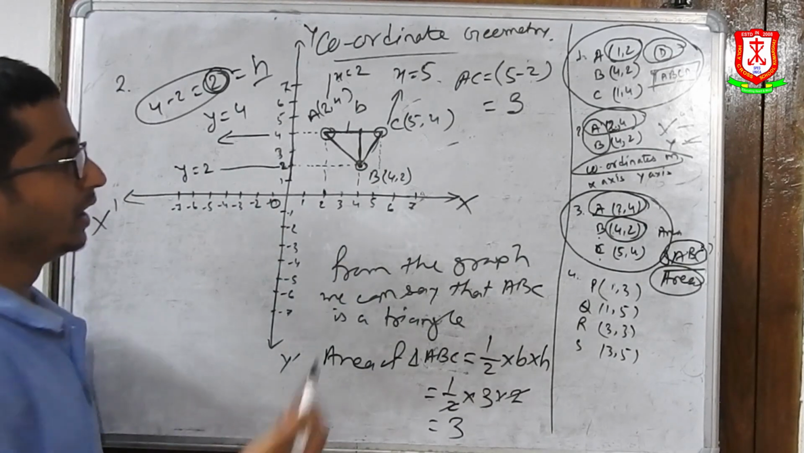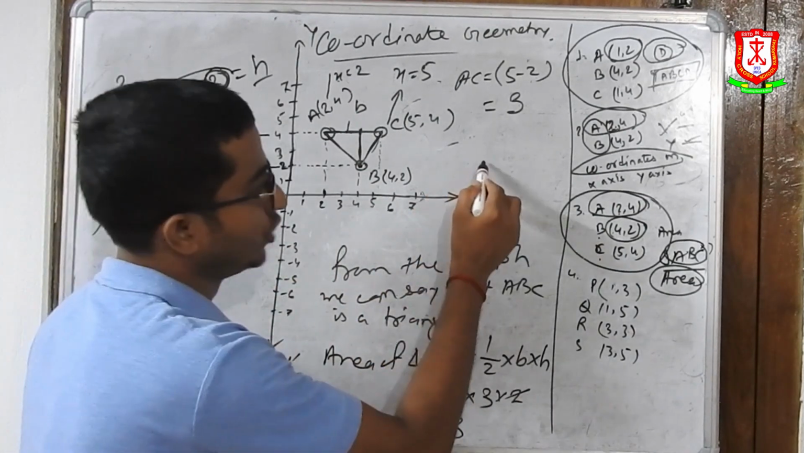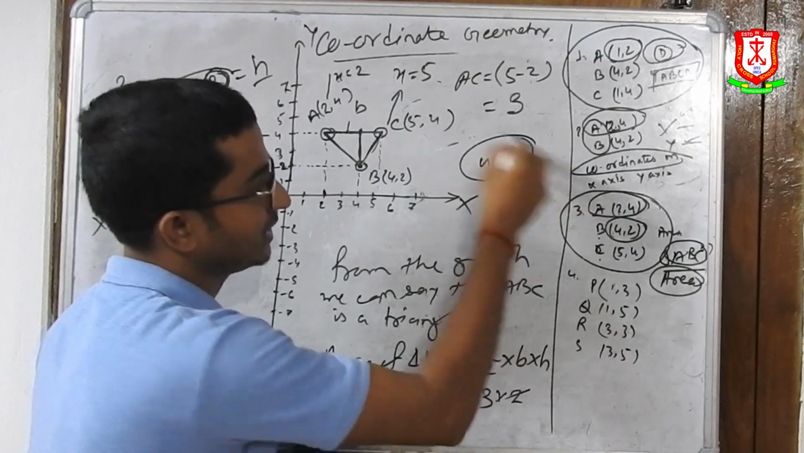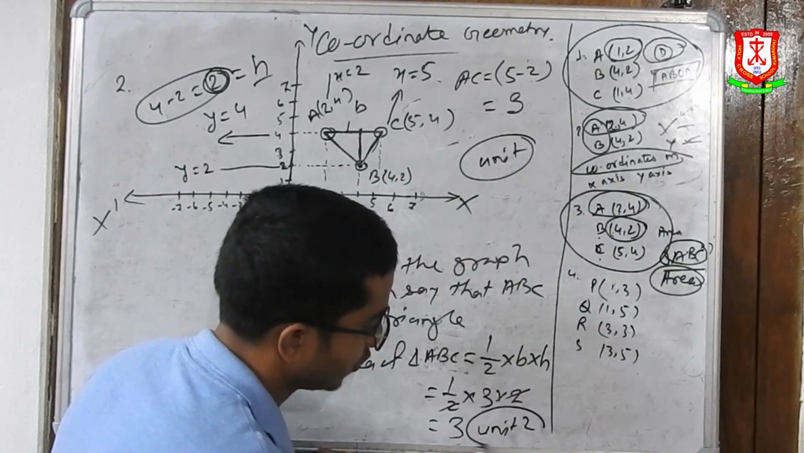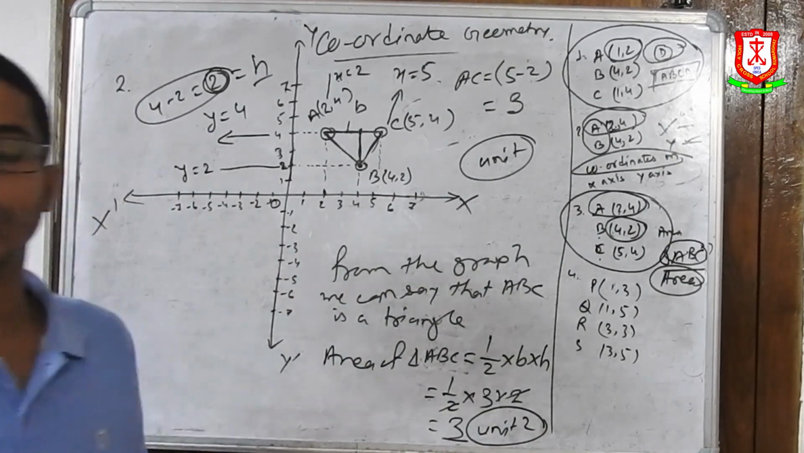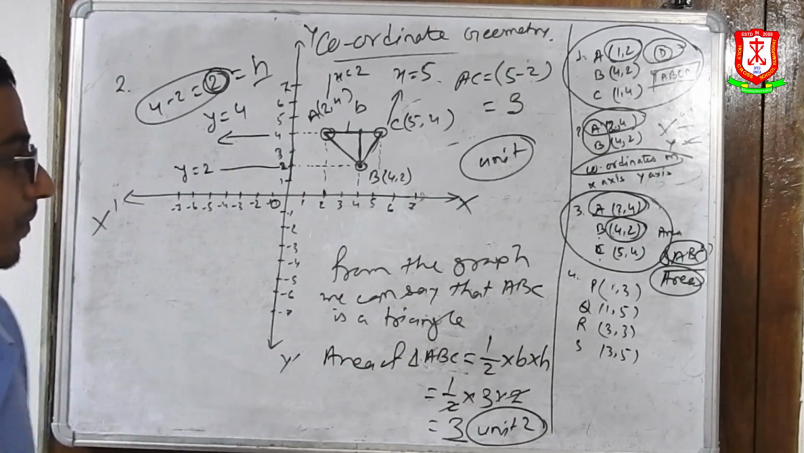Now, it is an area. Nothing is given about the unit here, so what can we write? Unit square. And the area we got is 3 unit square.